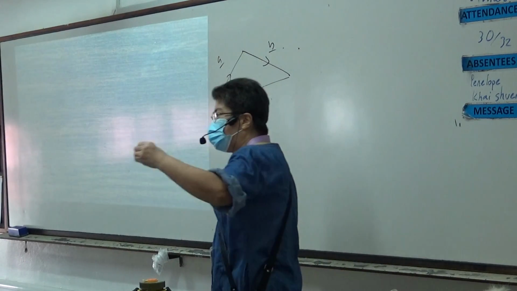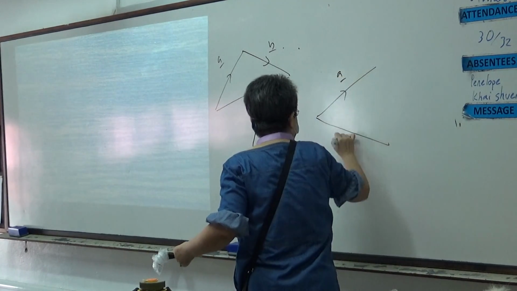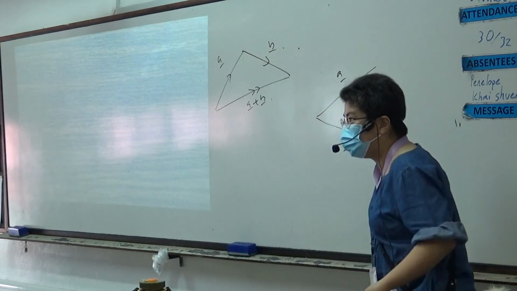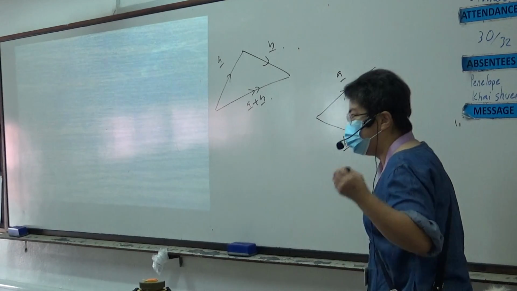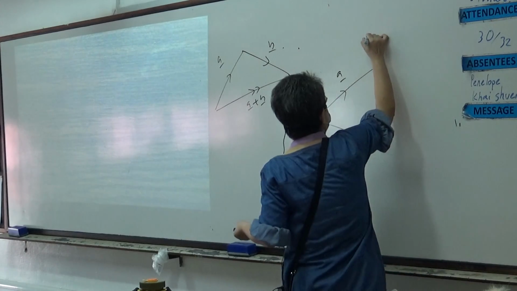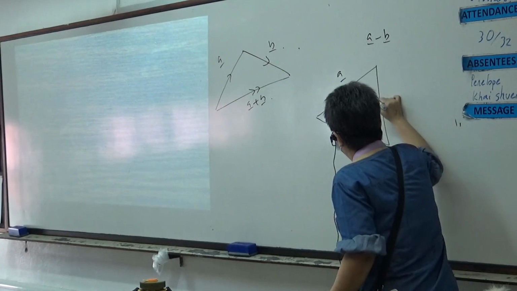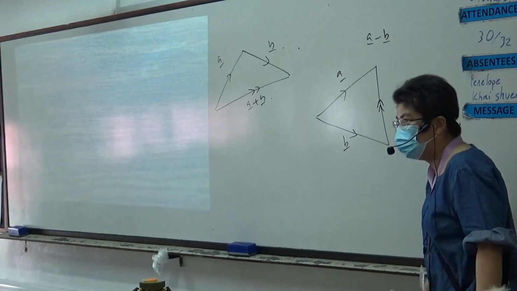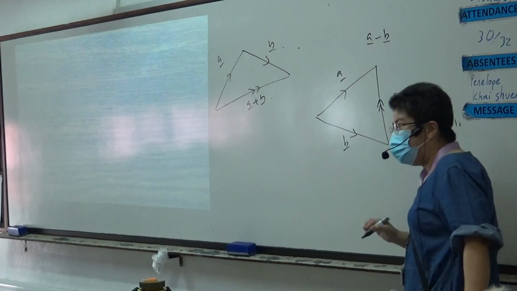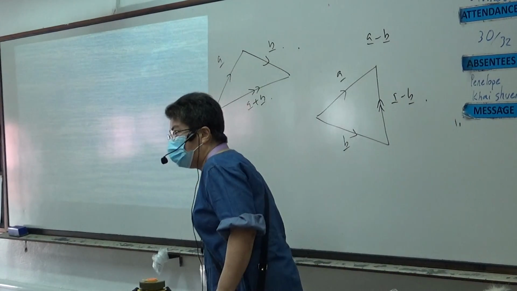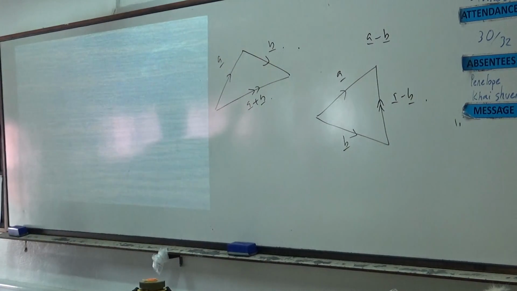When we have a subtraction, both must start from the same point. Then it depends on whether it is A minus B or B minus A. Now, supposing I have A minus B, then the arrow will point to A. So this will be A minus B. If it's the other way, then it will be B minus A. Everybody clear?